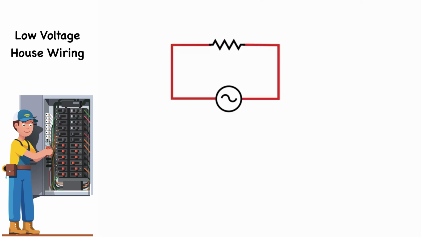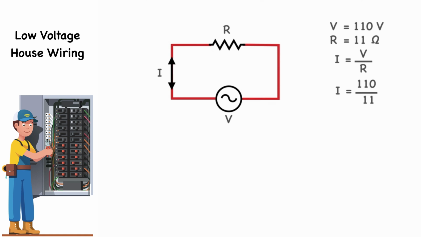Generally speaking, any AC circuit is made up of an AC source and load, usually a resistive load, which causes a current to flow. For example, let's say the voltage is 110 volts, and the load is 11 ohms. Ohm's law tells us that the magnitude of the current is V divided by R, or 110 divided by 11, which equals 10 amps. The power consumption can now be calculated three ways.